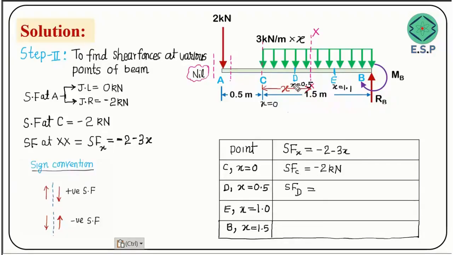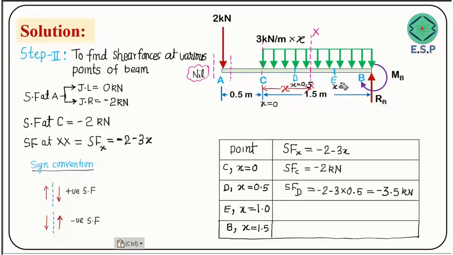So x is going to be 0.5. So minus 2 into minus 3 into 0.5. So this is going to be, friends, minus 2 minus 1.5, so minus 3.5. Okay, this is very simple.